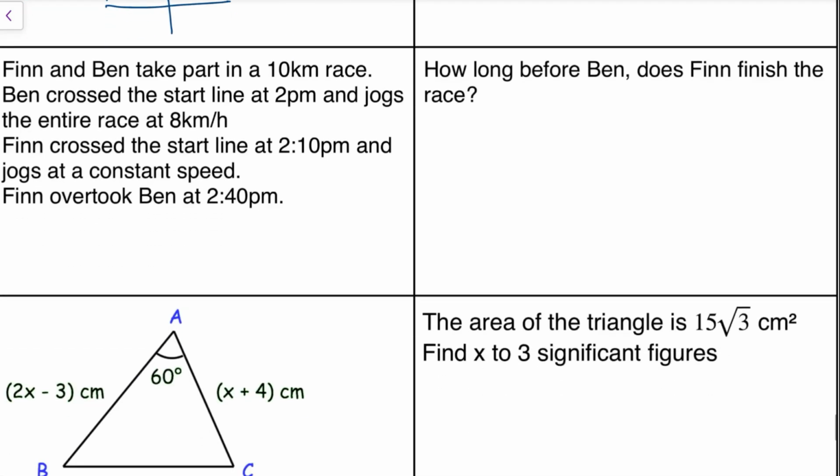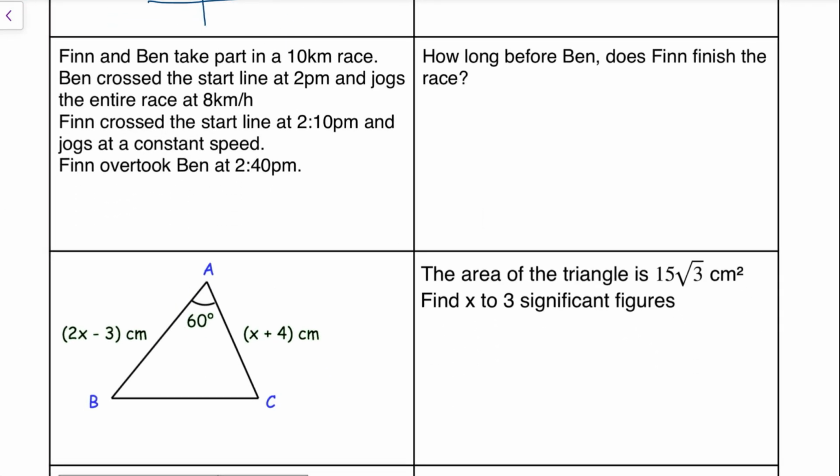Good question. Next one. Finn and Ben take part in a 10-kilometer race. Ben crossed the start line at 2 p.m. and jogs the entire race. Okay. Finn crossed the start line at 2:10 and jogged at constant speed. Finn overtook Ben at 2:40. Okay, this is a good one. So again, a problemy question, isn't it?